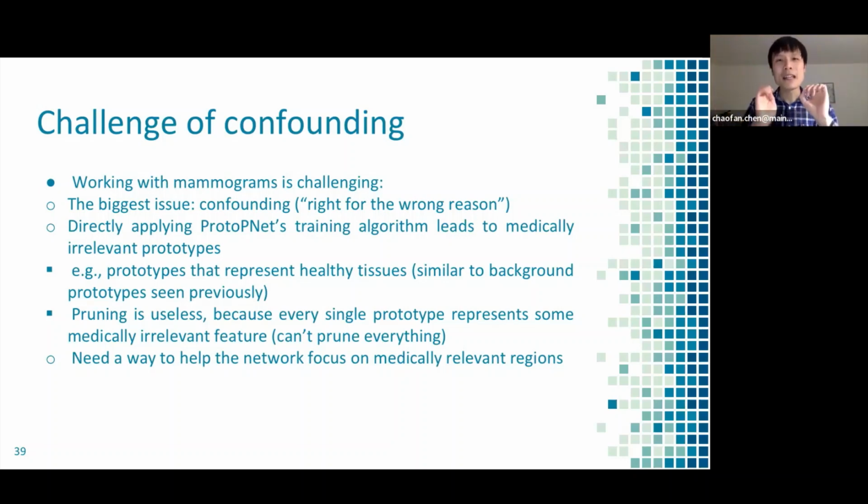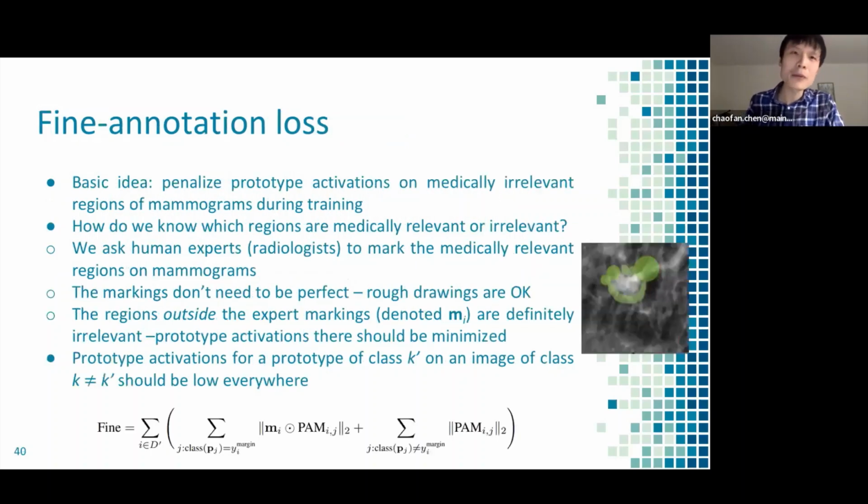Which means that if we just apply the pruning algorithm I discussed, this will be useless, because every single prototype is not relevant and will be pruned away. And we are left with no models in this case. So we definitely need a way to help our model focus on medically relevant regions. And the solution we developed for this particular problem, the confounding issue, is called the fine annotation loss.